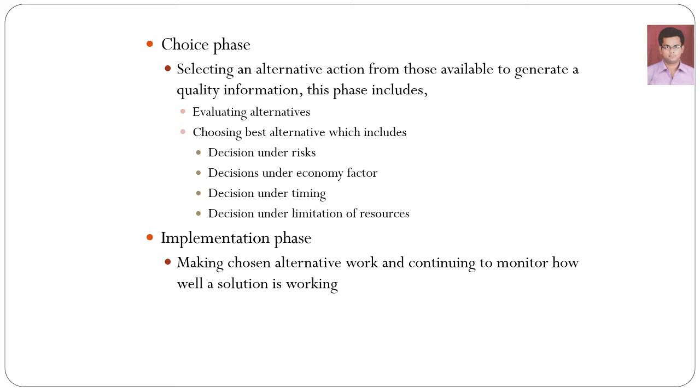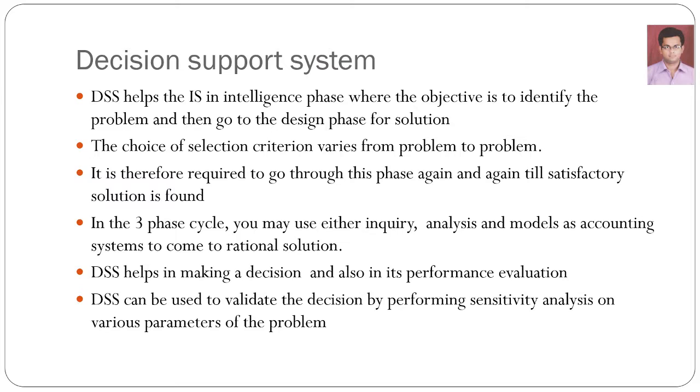alternatives. Choice phase. This phase is basically meant for selecting an alternative action from those available to generate quality information. This phase includes evaluating alternatives and choosing the best alternative, which includes decision under risks, decision under economic factors, decision under timing, and decision under limitation of resources. Implementation phase. It considers making the chosen alternative work and continuing to monitor how well the solution is working.